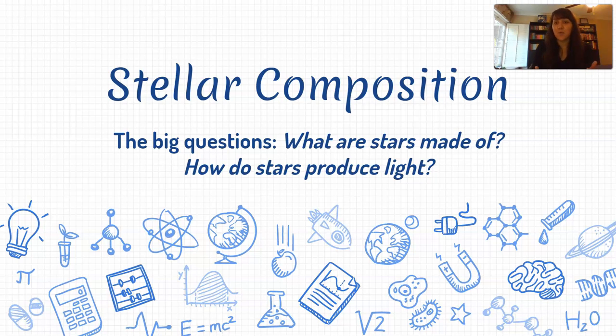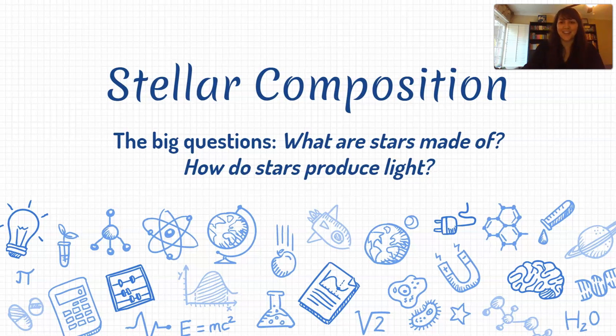So last time we kicked off the unit by talking a little bit about some of the basics of stars, what they are, their temperature, how we're able to figure that out, as well as how stars change over the course of their lifetime. We're going to dig in a little bit more today by looking at what stars are made of and how those stars are able to produce the light that we are able to see and enjoy here on Earth. So let's go ahead and dive on in.